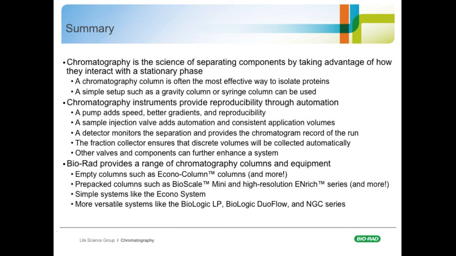So in summary, chromatography is a science of separating components by taking advantage of how they interact with a stationary phase. And I mentioned that the chromatography column is the most effective way to isolate proteins, but simple setups such as gravity or syringes can be used. What a chromatography instrument provides is speed and reproducibility in getting to that answer and getting to that isolated protein. Such things as detectors and fraction collectors allow that type of automation, but there are other components that add to speeding up to your end goal.